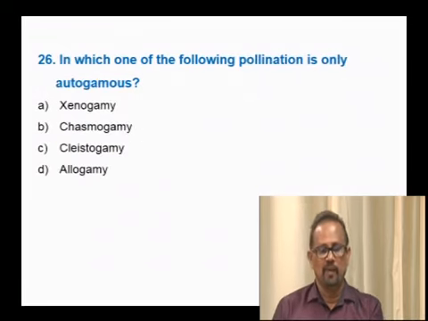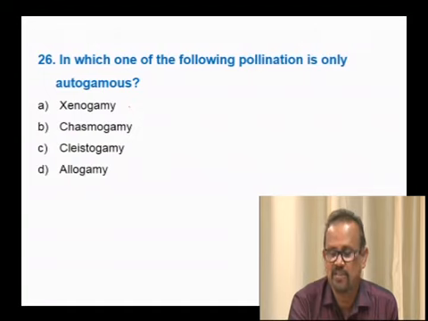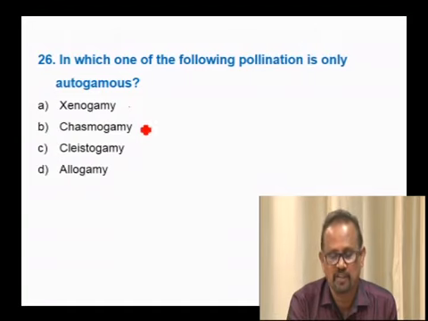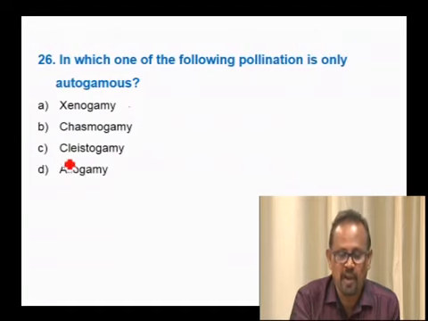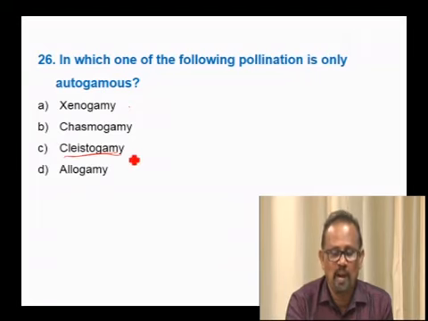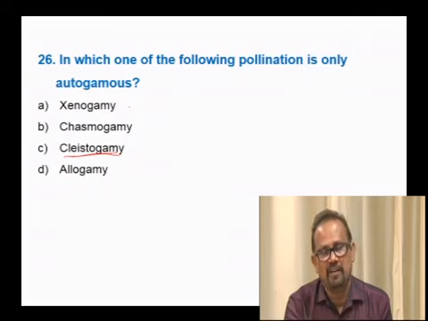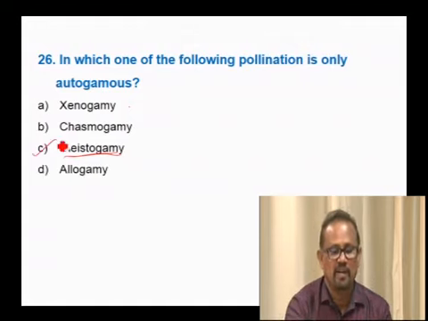Next question. In which one of the following is pollination only autogamous? See, xenogamy is the pollination brought about between genetically dissimilar plants. Chasmogamous flowers are those which bloom, where they can go for both self as well as cross pollination, that is both autogamy and allogamy. Cleistogamy is the case where the flowers do not bloom, therefore only autogamy is possible. It is one of the contrivances for self pollination. Allogamy is the pollination between flowers of two genetically different plants. Therefore, the answer is cleistogamy.